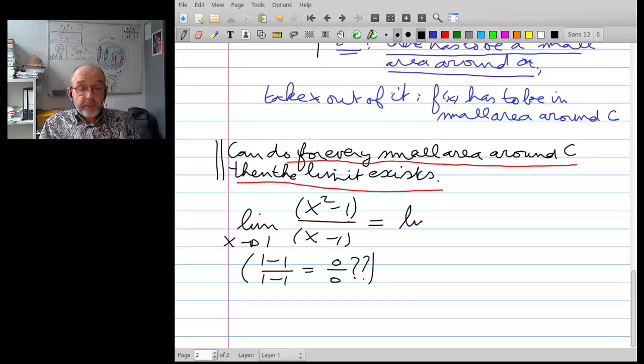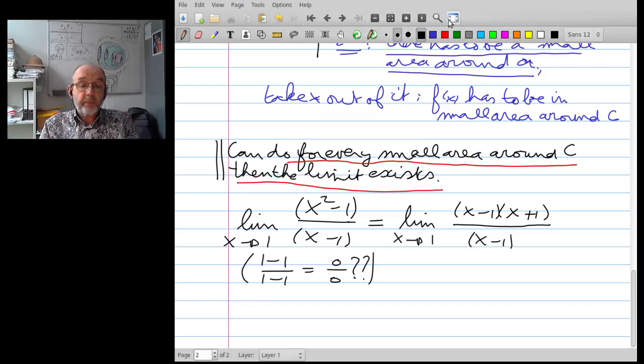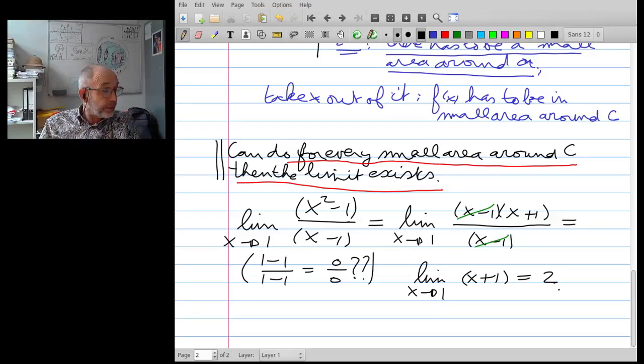Now, what can we do? I see already the x squared minus 1. We know that we can write it in another form as (x minus 1) times (x plus 1), and you are dividing by x minus 1, so you see that two terms fall away, and this is the same as the limit for x going to 1 of the function x plus 1. And that gives you 2.